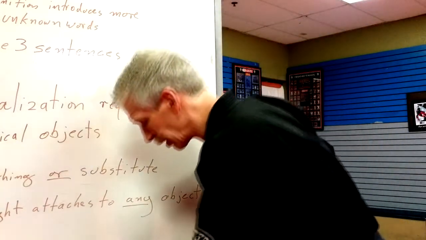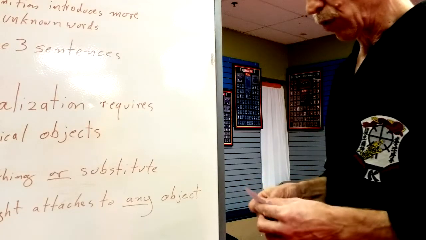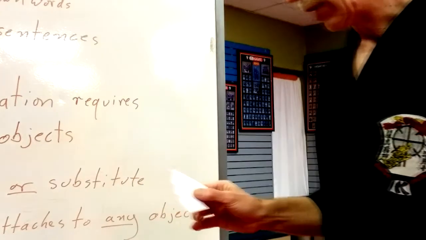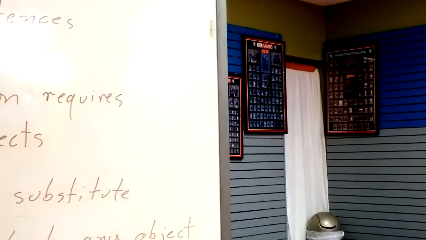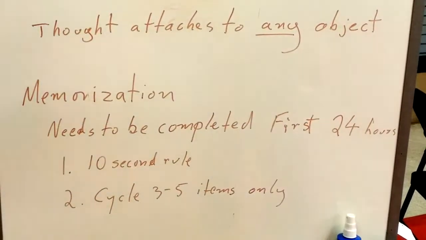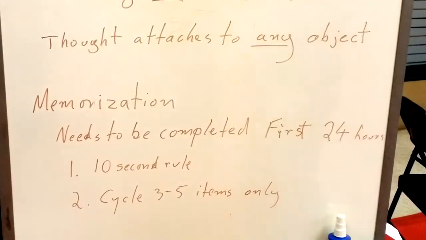Now, how would you do this? Well, don't try to memorize more than 5 items. I would go with 3, ideally. And what we're going to do is, let me bring the camera back down there. Just like it says right here, you're going to do the 10-second rule and you're going to cycle. Let me explain cycling first.